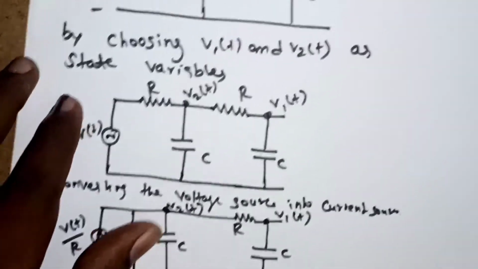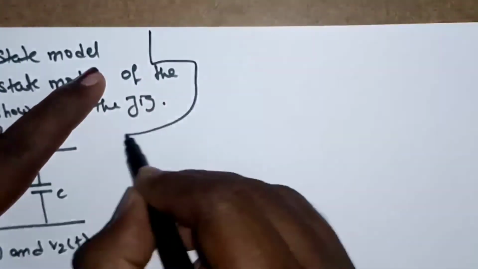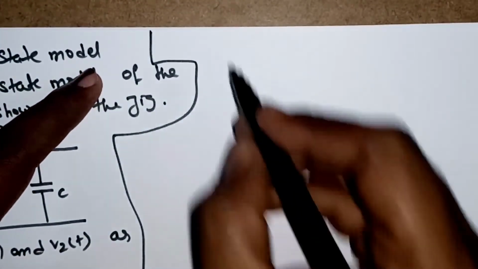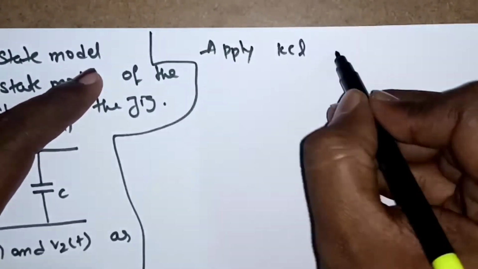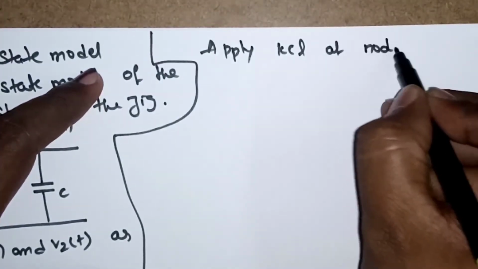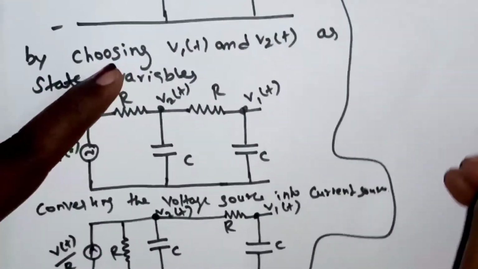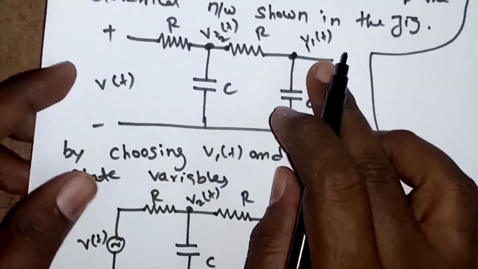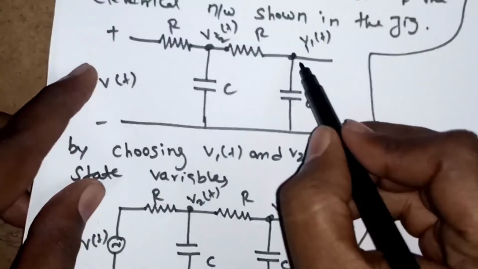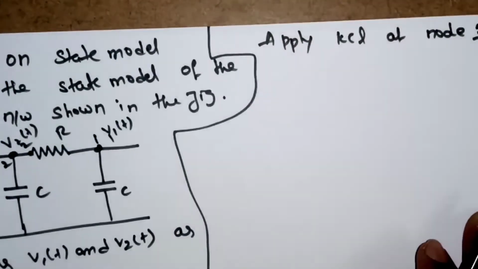First we are going to apply KCL at node 1. In this circuit, let this node be 1 and this node be 2, because here we are taking V1 of t and here V2 of t. So we label this node as 1 and this node as 2. Apply KCL at node 1.